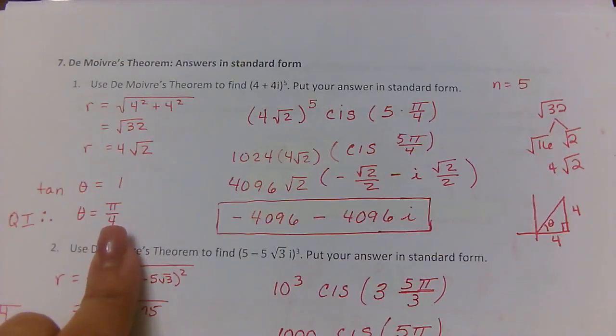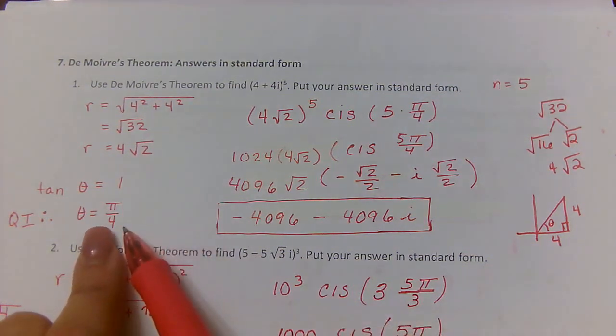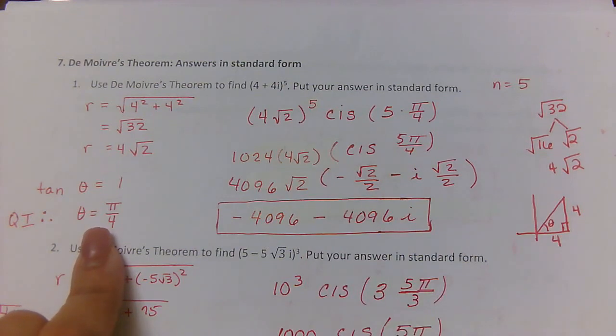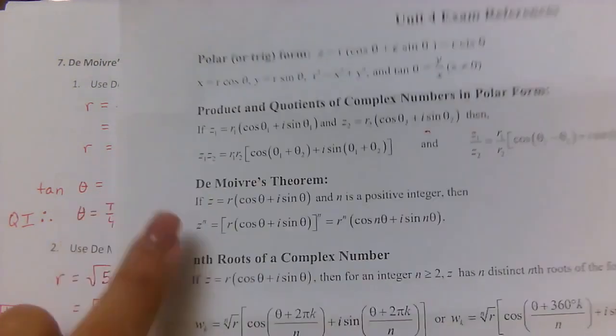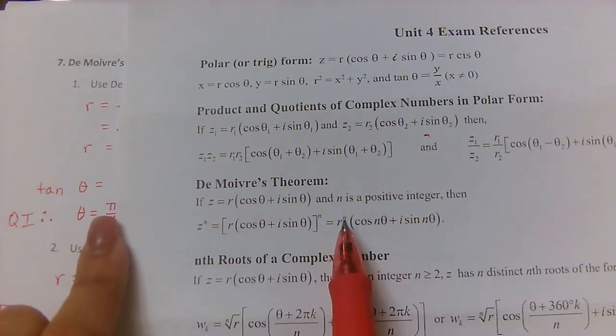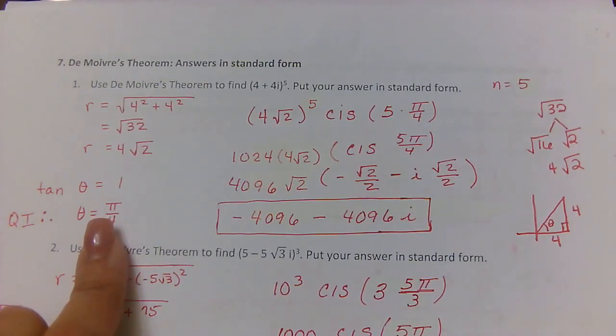Okay. Now that I have that, I have my R, I have my theta, and my n is going to be this 5. So I can use the formula just to plug everything in. Again, that formula is located right here. R to the nth, CIS, and theta.